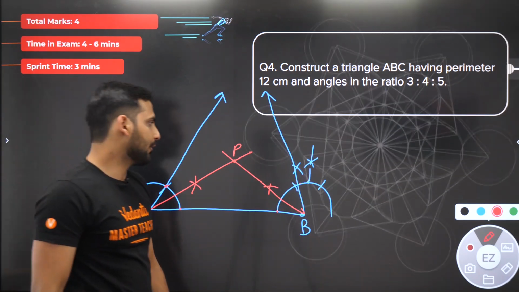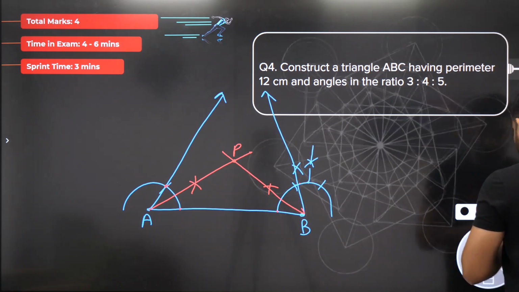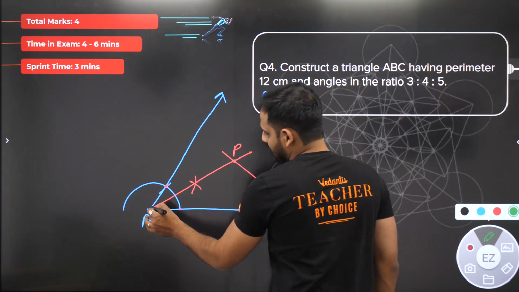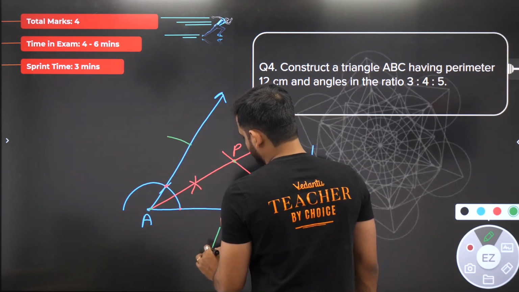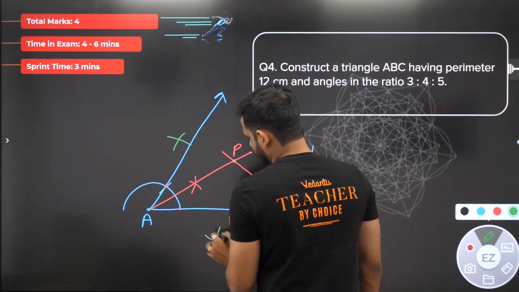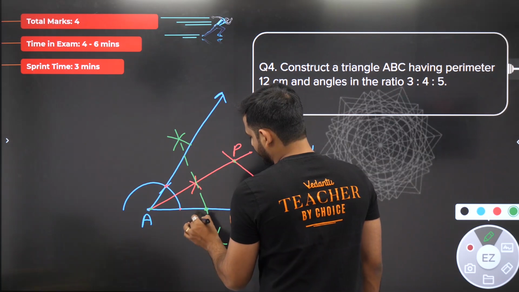Now to get the other two points, what you need to do is take AP and draw its perpendicular bisector. First cut here, second cut here, first cut here, second cut here. Wherever it is intersecting, that will be your second point Q.